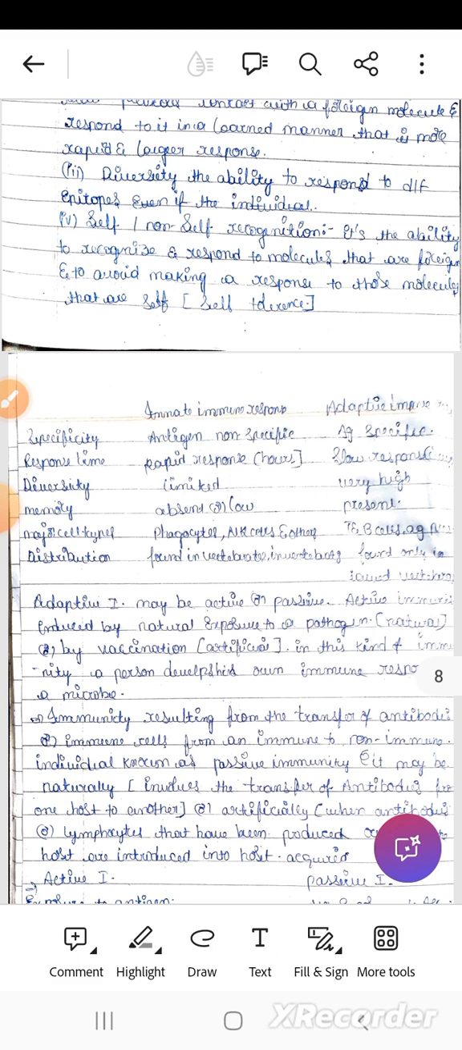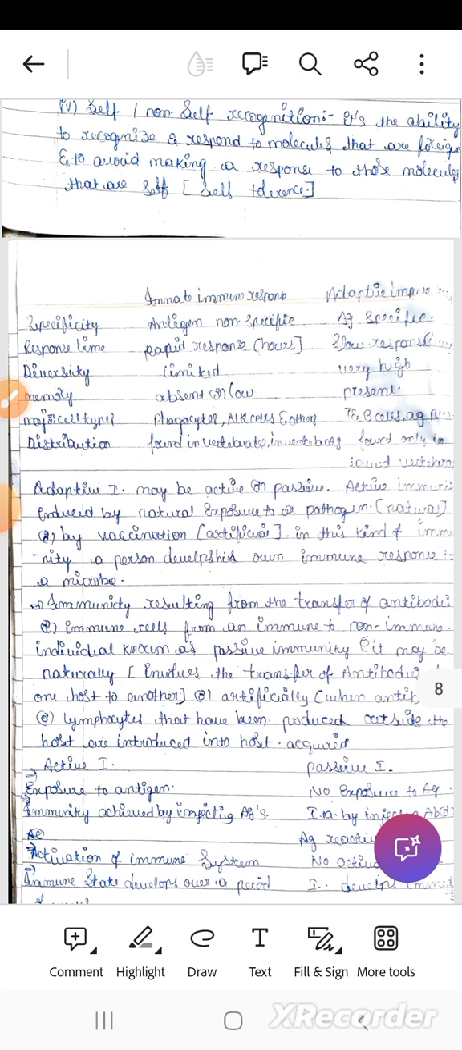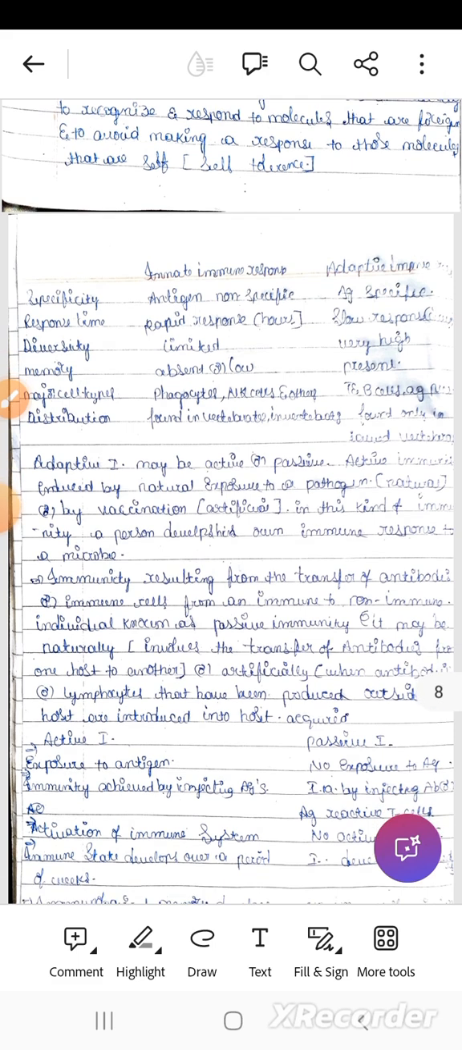The differences between the innate immune response and adaptive immune response. Specificity of the innate immune response is antigenic non-specific. Specificity of the adaptive immune response is antigenic specific. Response time in innate immunity is rapid, hours. Response time in adaptive immunity is slow, days. Diversity in the innate immune response is limited. Diversity in the adaptive immune response is very high.